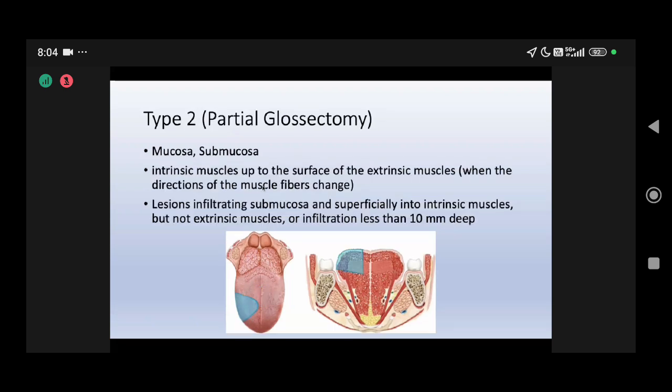Type 2 or partial glossectomy involves mucosa and submucosa and full thickness of intrinsic muscle resection going up to the extrinsic muscles, but the muscles are not sacrificed. The lesion infiltrating submucosa and superficially into the intrinsic muscles but not to the extrinsic muscles, or the infiltration is less than 10 millimeter deep, are amenable to this type of glossectomies.